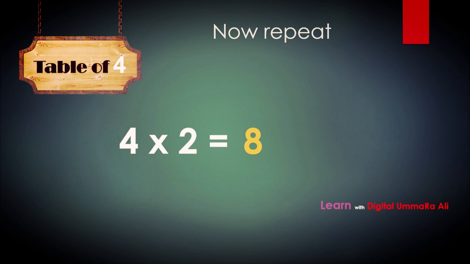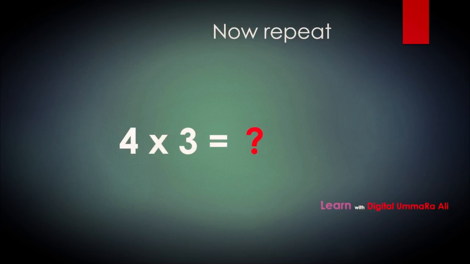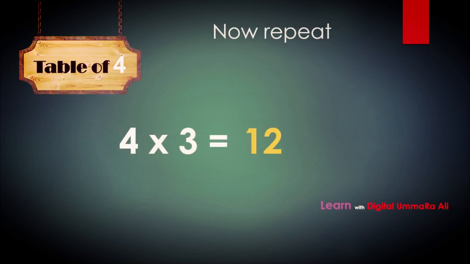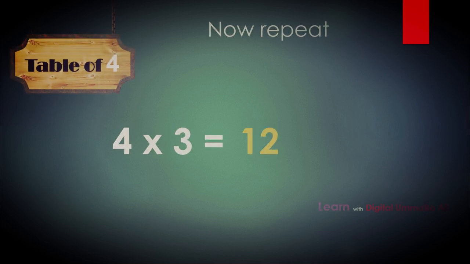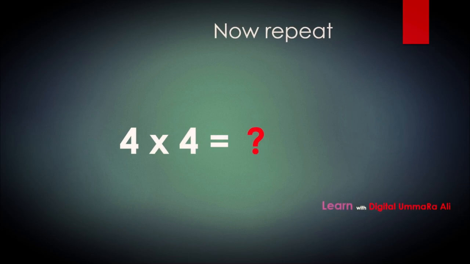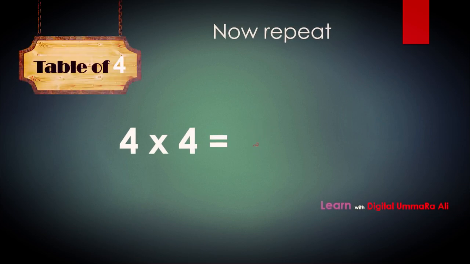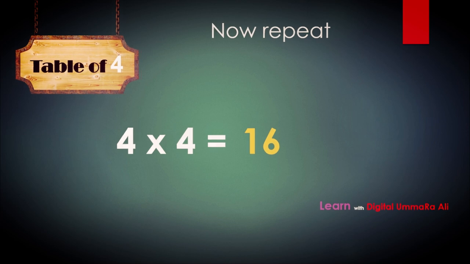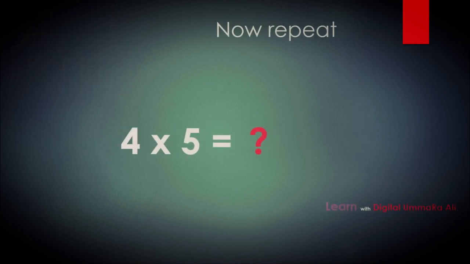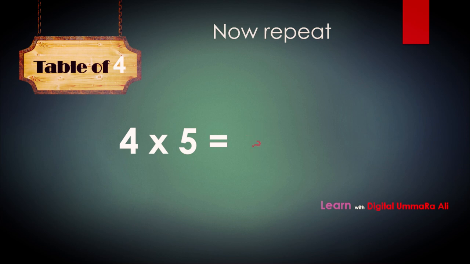4 twos are 8. 4 threes are, yes, you're right, 4 threes are 12. 4 fours are, tell me what is 4 fours, 4 fours are 16. 4 fives are 20.